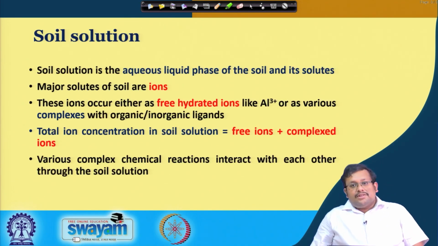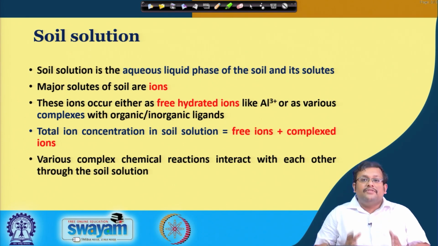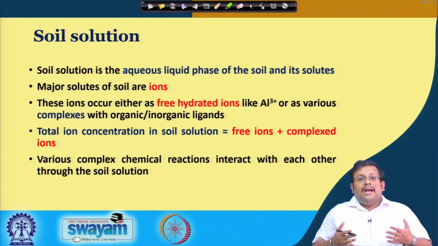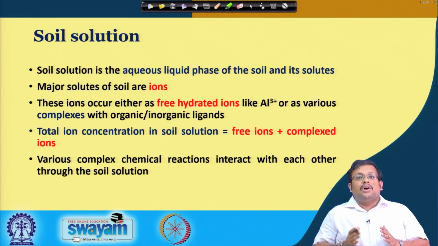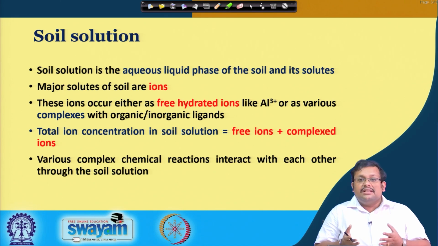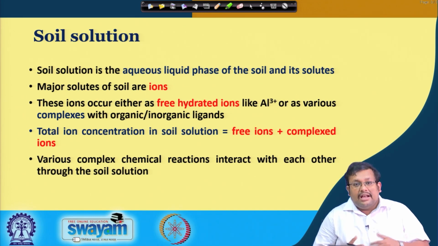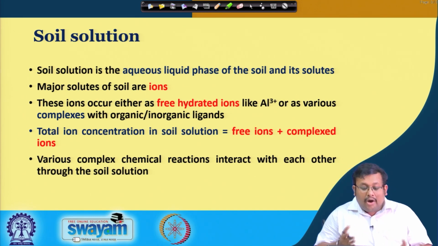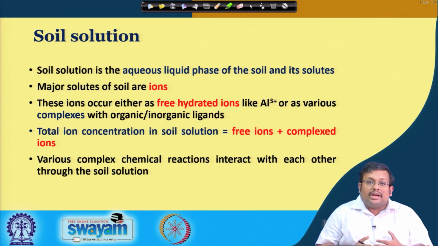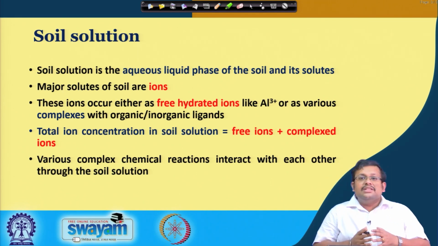So, what is basically soil solution? Soil solution is the aqueous liquid phase of soil and its solutes. The major solutes are the ions present in the soil solution. They may be cations, they may be anions. These ions occur either as free hydrated ions like aluminum 3 plus, or as various complexes with organic and inorganic ligands. We have already covered the ligands in our previous week lecture when we talked about the chemistry of soil organic matter.